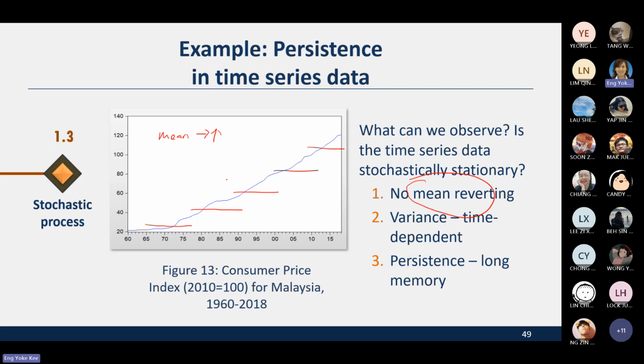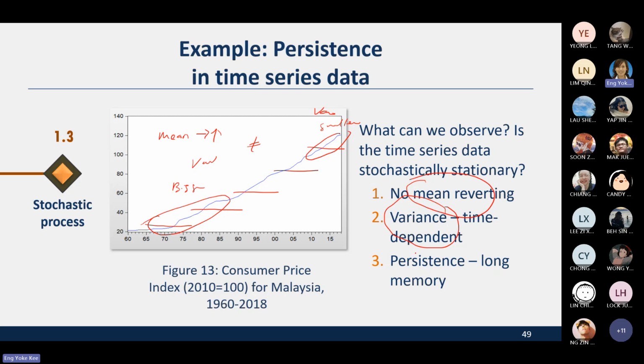How about the variances, the fluctuation? In this period, the fluctuation is bigger. In this period, the fluctuation is smaller. So the variance is different. We say that the variance is time dependent. How much the variance is depends on which sample period you're talking about.